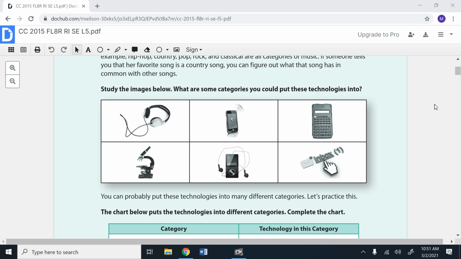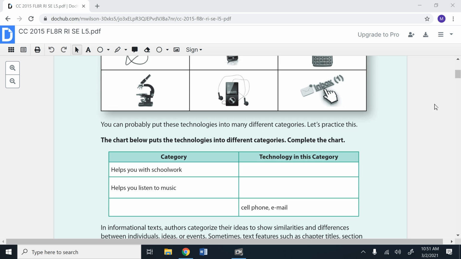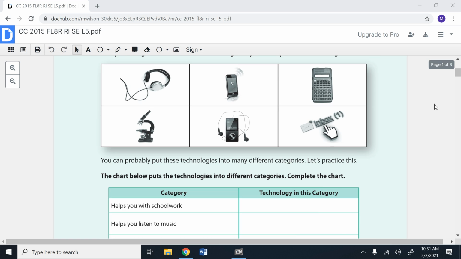So let's practice this. Let's look at the chart below. It says the chart below puts the technologies into different categories. Complete the chart. So in the category on the left, it says helps you with schoolwork, helps you listen to music, and then they left the category blank for us to try to fill in the third one. So looking at the top pictures, we have to figure out which of these 6 objects helps us with schoolwork. So looking at it, I can say, okay, well, the calculator and the microscope definitely help me with schoolwork.